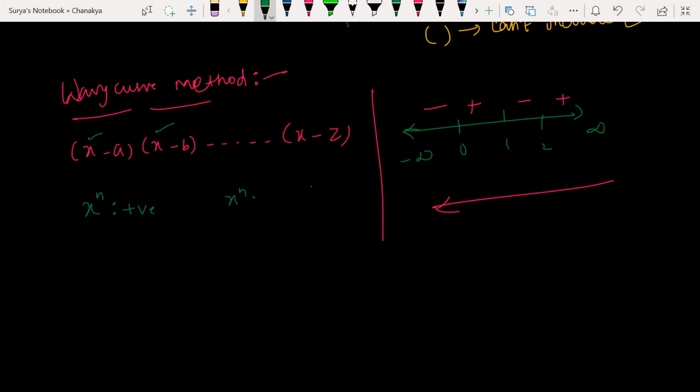If x to the power of n is negative, what we need to do? Don't go the opposite way. That is wrong, it should not be like that. Make it positive. Whenever your x to the power of n is positive, start from the right hand side: plus, minus, blindly. If it is negative, make it positive. How can we make it positive? We'll look at it in further questions.